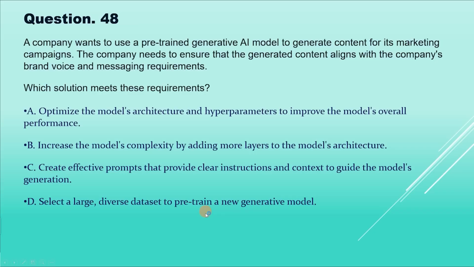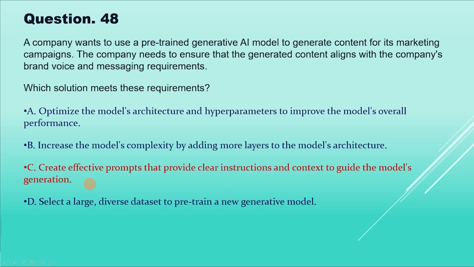And the correct answer here will be option C, create effective prompts that provide clear instructions and context to guide the model's generation. Because prompt engineering is a crucial technique to ensure that a pre-trained generative AI model generates content that aligns with the company's brand voice and messaging requirements. And by carefully crafting prompts, you can guide the model to produce specific, relevant and on-brand content. So option C is correct here.